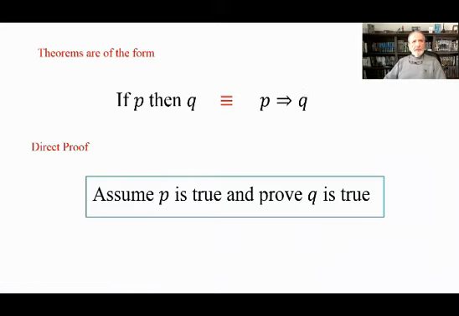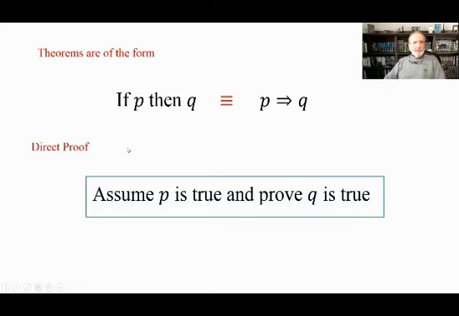A theorem is always of the form P implies Q, and we also use the format if P then Q. So basically you need to prove P implies Q. Q is the conclusion, P is your assumption, your hypothesis.